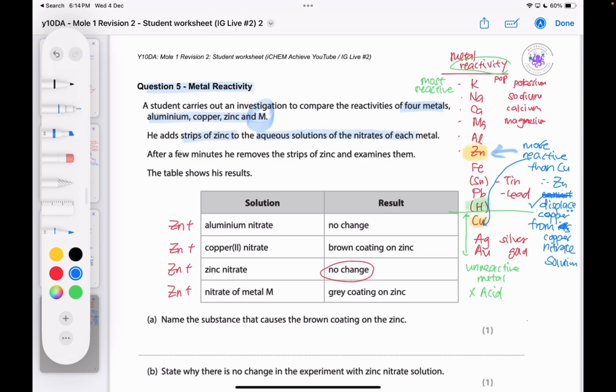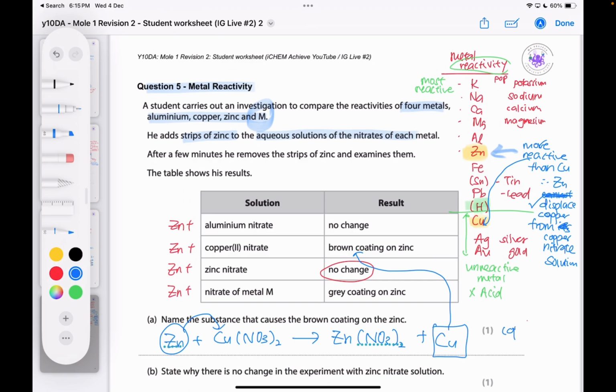Okay, so what we see here technically is our zinc being added to copper nitrate, and because zinc is more reactive than copper, what we have here is we form zinc nitrate, so the copper has been kicked out. So what we see here, the brown coating, is actually copper being formed. Copper formed on zinc. Again, it is back to the metal reactivity series.